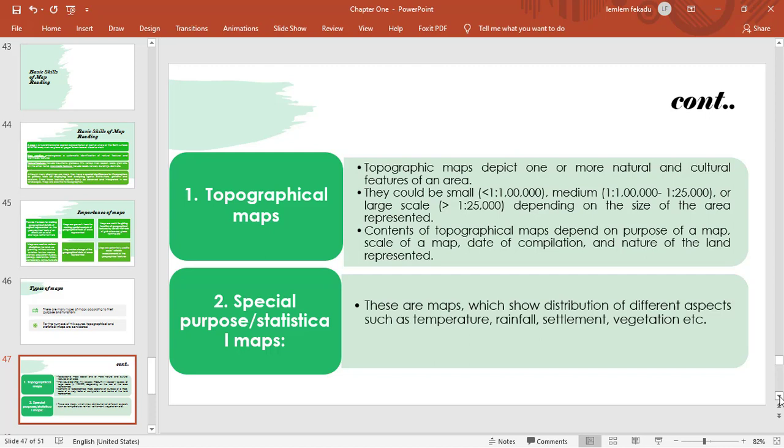Well, the second type of map which is considered in this chapter is special purpose or statistical maps. These are maps which show distribution of different aspects such as temperature, rainfall, settlement, and vegetation. So generally this special purpose map is one that has been designed or modified to give information not covered on standard maps.